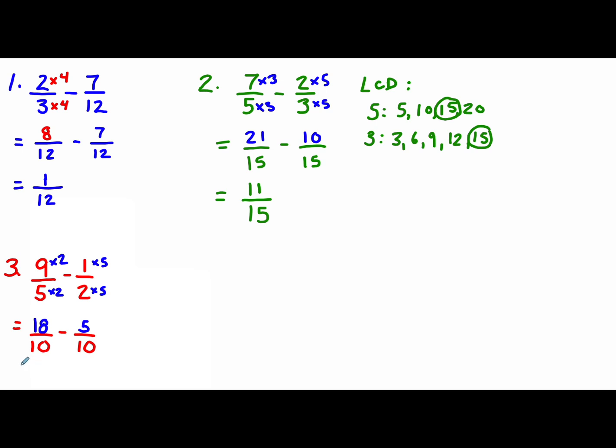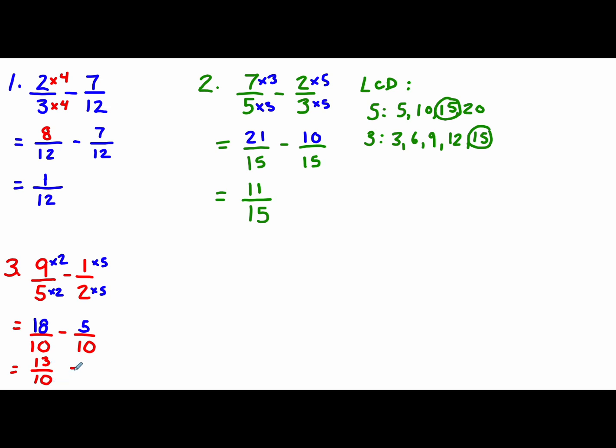And to finish this question, now that we have a common denominator, we can subtract our fractions. So we'll write our denominator here, so something over 10, and 18 subtract 5 is 13. So our fraction after subtracting is 13 over 10. Oh wow, that is an improper fraction. We know it's an improper fraction because the numerator is larger than the denominator.